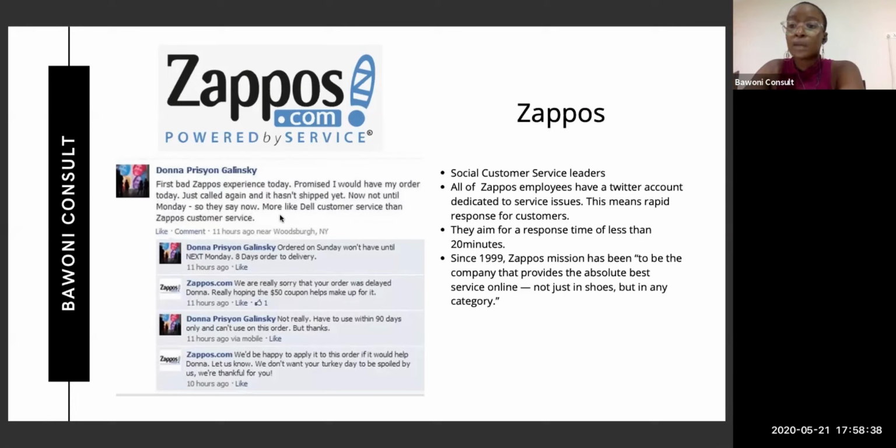an interesting model. What they do is that, first of all, they're social customer service leaders. All their employees have a Twitter account dedicated to service issues. So any employee can respond to customer service issues because they've been trained on it. They understand the company culture, and their company culture is so tied to their customer service culture that it's not even something that someone wouldn't know working at Zappos. And this ensures that they have a rapid response to any comments where Zappos is tagged, or any kind of engagement on social media.